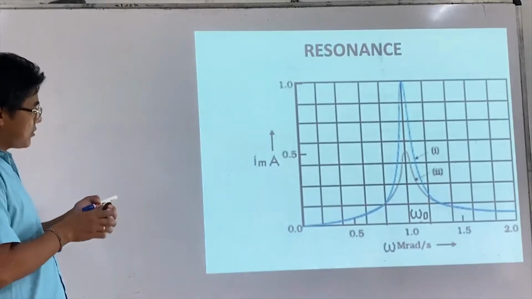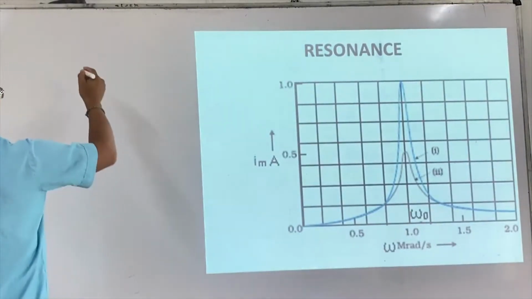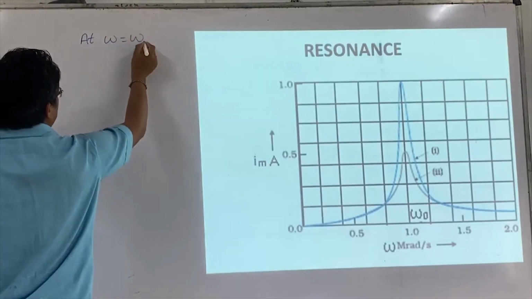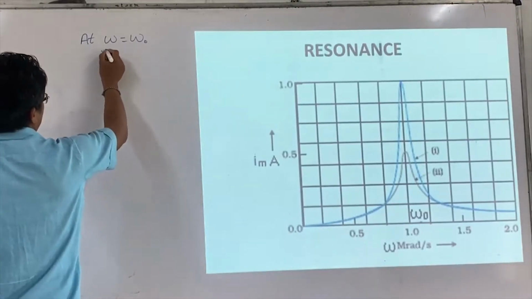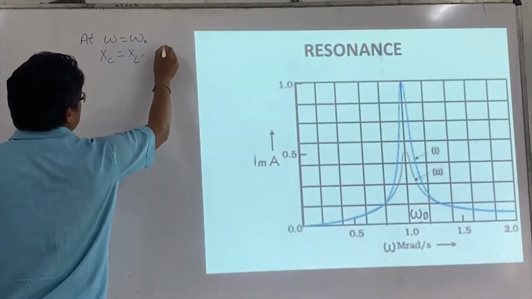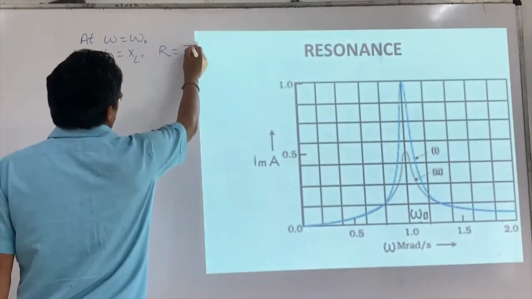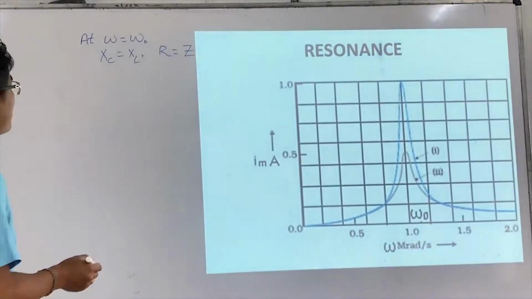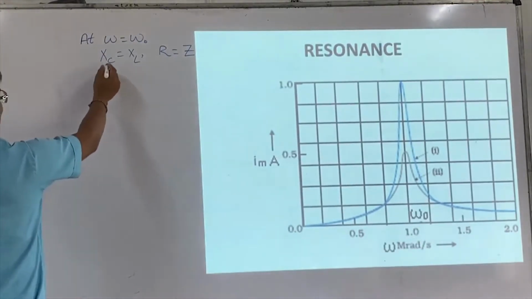So before I start today's topic, I would like to have a little recapitulation of last class's topic, that is resonance. We discussed that at resonance, that is at omega equal to omega naught, the resonant frequency, Xc is equal to XL. That means the total impedance becomes Z equal to R, under the condition that Xc is equal to XL.